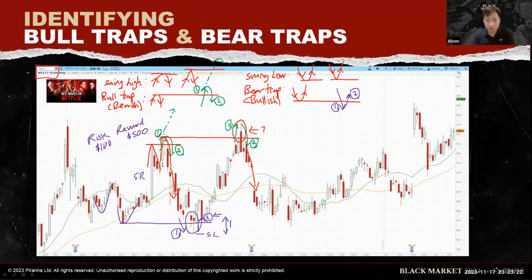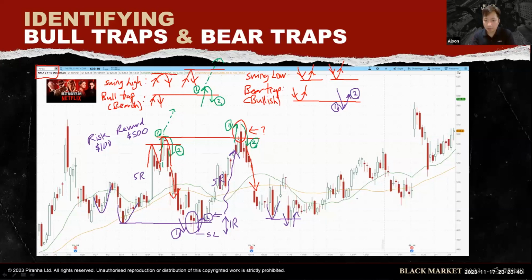My 1R distance will be here. So this is also able to get me about a 5R risk reward ratio. Similarly, this is also a bear trap. You see, bear trap: price goes down, goes back up. Very subtle, but yet very powerful, right?